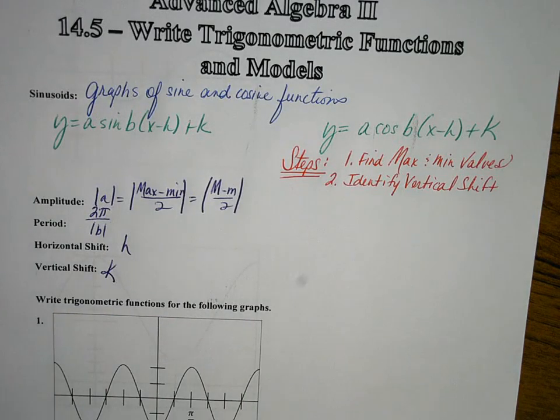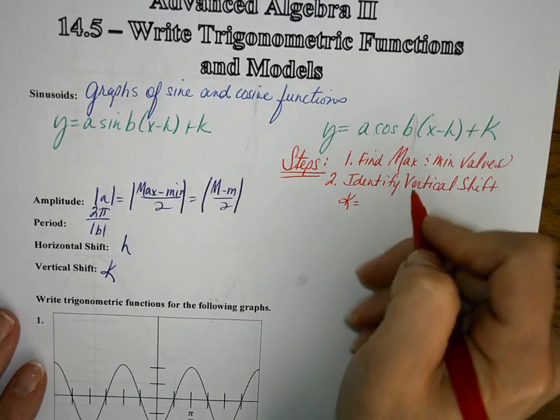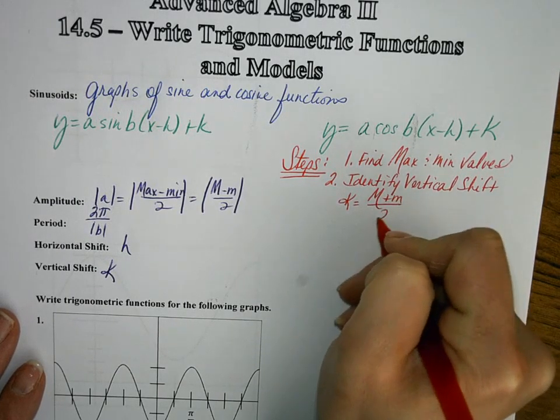Now, that vertical shift is going to be the average of the maximum and the minimum because the average tells me where the middle is. Add up the max and the min, divide by 2. I will find the middle of that graph. So my k value is always going to be the max plus the min, divided by 2.